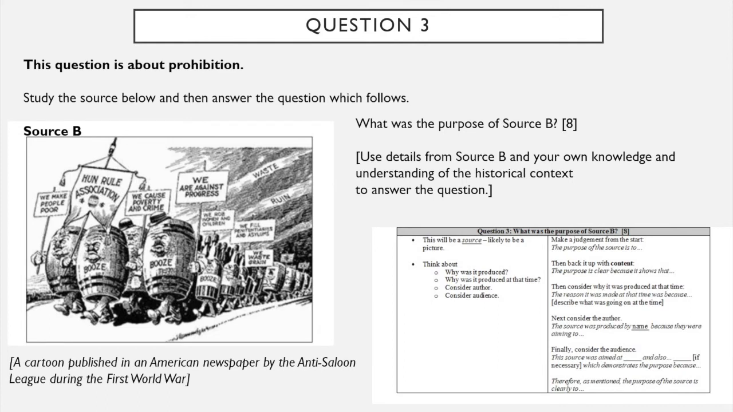Then you're going to back it up with some content. Okay, you're going to give me some of your own information. You're going to pull some content from the source. Then consider why it was produced at that time. And like I've told you before, your own knowledge will come into that as well, because you will know what was going on around the time of the First World War.